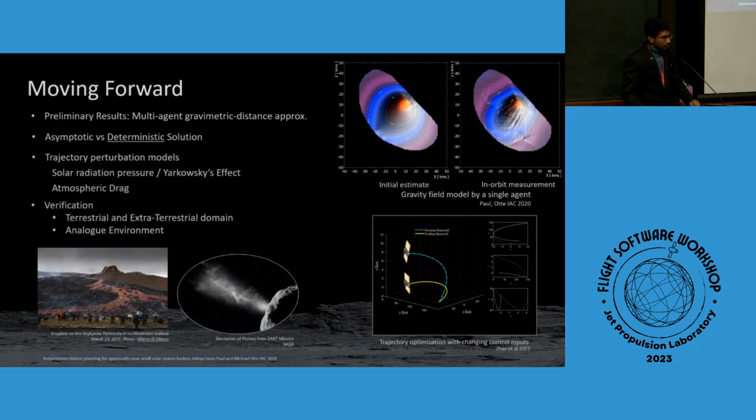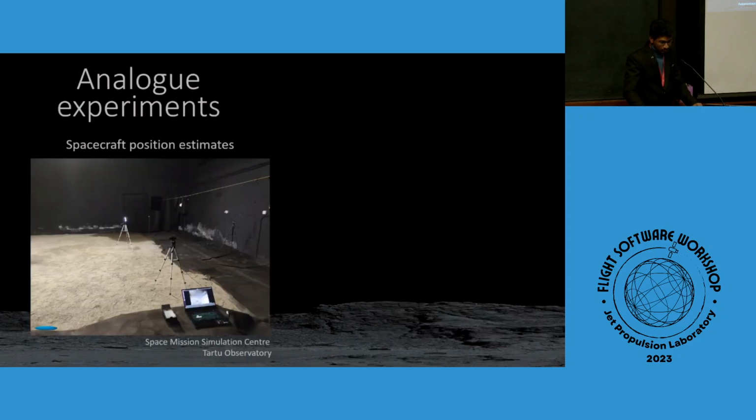Putting in more perturbation models is always helpful when it comes to multi-agent simulations, and also target bodies, which we do not much really know about, but a lot of it can be also performed in analog environments, which is where we have sort of a space mission simulation center. It's an underground bunker at the Tartu observatory premises, where a flyby installation has been developed, and it's a running wire, and the three cameras that we see are basically potentially spacecrafts which would eventually follow trajectory.